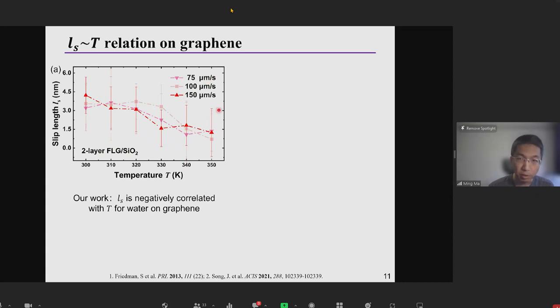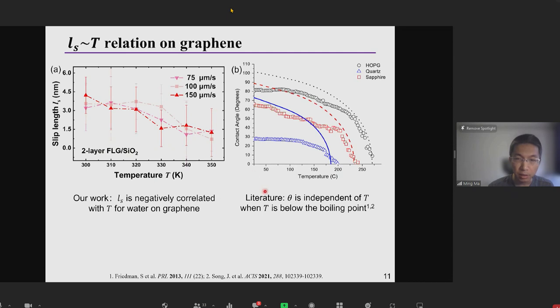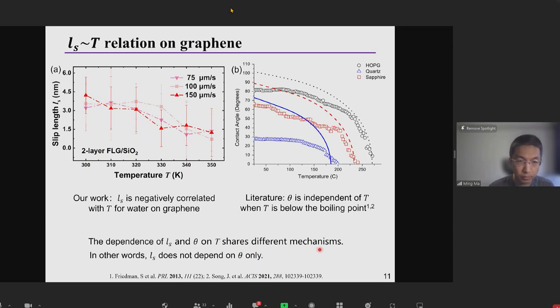But meanwhile, we also noticed that existing literature reported that the contact angle is independent of temperature when the temperature is below the boiling point, which is the case for our systems. So that means the dependence of slip length and contact angle on temperature should share different mechanisms. In other words, the slip length does not depend on the contact angle only.